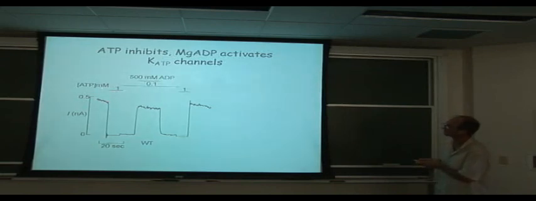When we apply 1 millimolar ATP, the channels are almost completely inhibited. With 100 micromolar ATP, there is some activation. But then in the maintained presence of just 100 micromolar ATP, we add 500 micromolar magnesium ADP, not millimolar. With this small amount of magnesium ADP, we get a strong activation of the channels, and everything is reversible when we put the solutions back again. So this shows the essence of how we think the channels are physiologically regulated. They are inhibited by ATP binding.